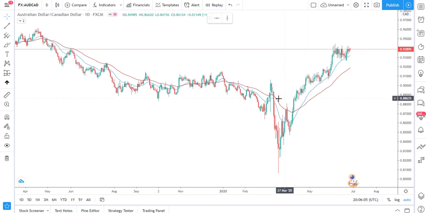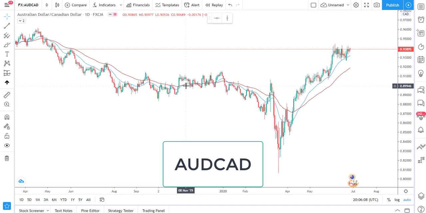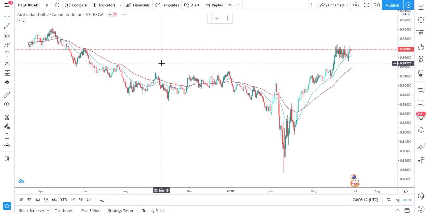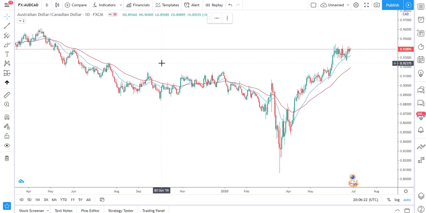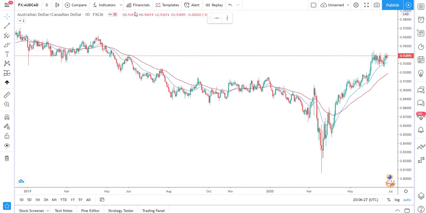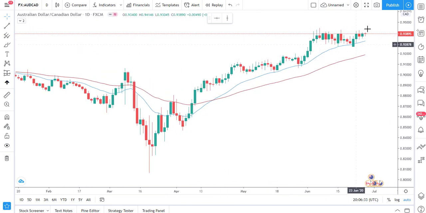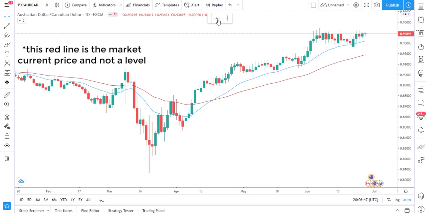So the first pair that I'm going to start with is the Australian dollar against the Canadian dollar. Now my forecast for this pair is that it's going to sell this week, but I'm going to be showing you my thesis for why this market is going to be selling this week. I'm just going to be drawing in my levels. So currently the market is at this resistance level here, and I am looking for a sell entry this week. However, I'm going to draw my level so you see what I mean.